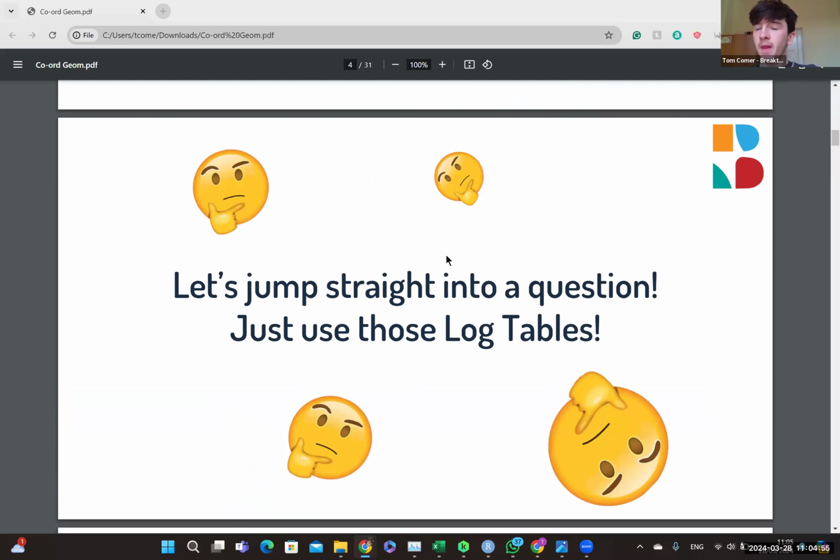Really mean it when I say it. What you should be doing when you're practicing maths and doing questions is actually having your log table right beside you. So when you're going through questions, make sure you know what formulas do I have, what formulas might I need, whereabouts in the log table is it.